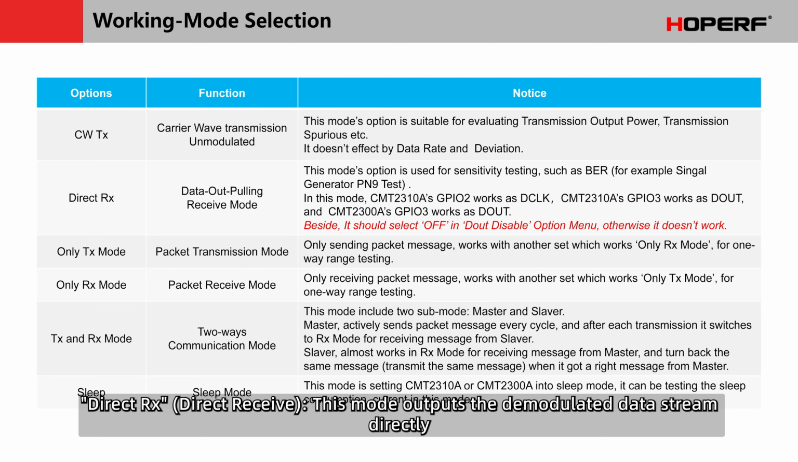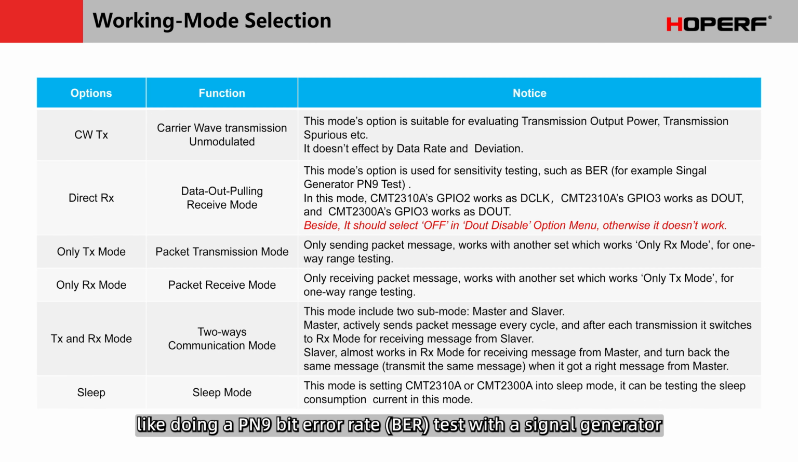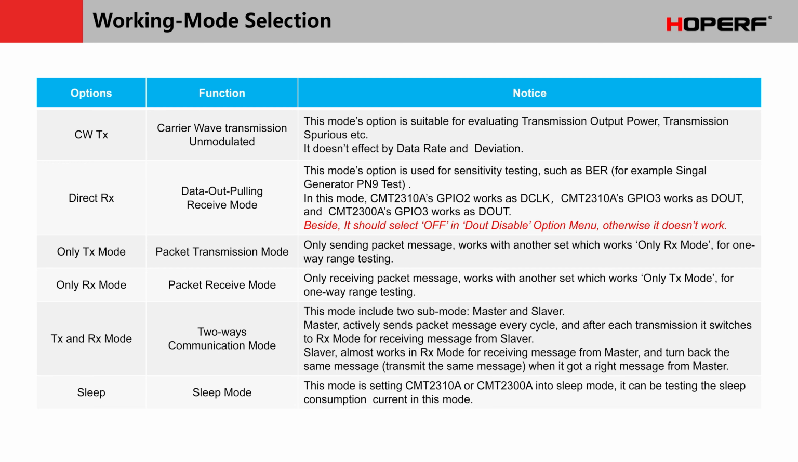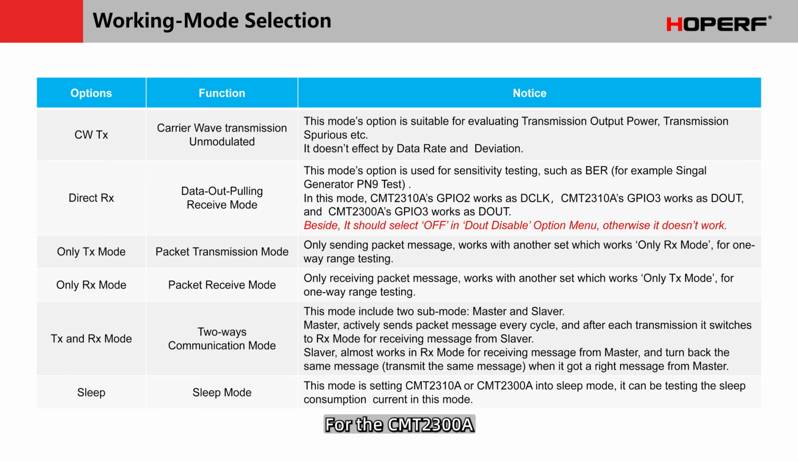Direct RX, direct receive. This mode outputs the demodulated data stream directly. It's mainly used for sensitivity testing, like doing a PN9 bit error rate (BER) test with a signal generator. Important: in this mode, for the CMT2310A, GPIO2 outputs the synchronous clock for the data stream, and GPIO3 outputs the data stream itself. For the CMT2300A, GPIO3 is the data stream output. Also, you must disable the setting, otherwise no signal will appear on these pins.